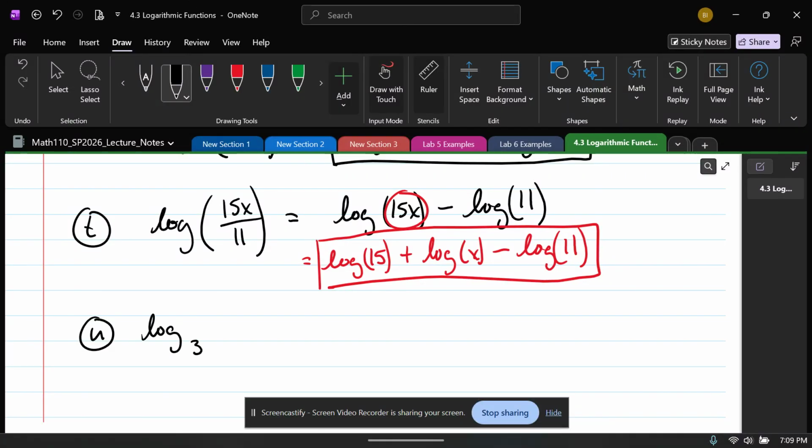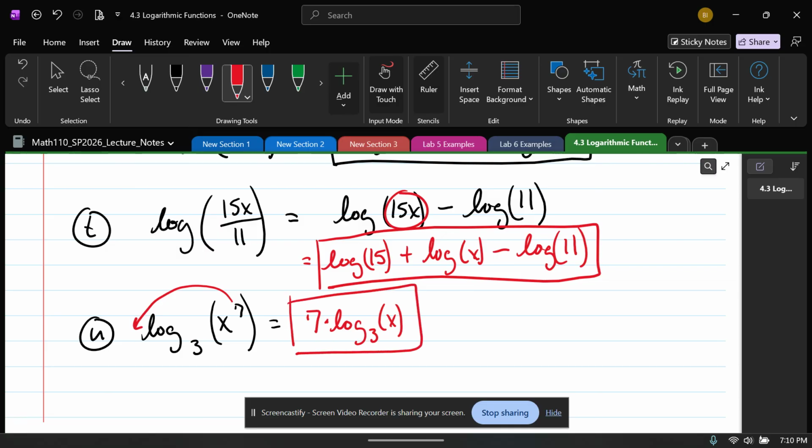Log base 3 of x to the 7th. So here in this one, new thing, it's got an exponent in it this time. This is a power property. So that 7 is just going to drop down to the front. And we're going to have 7 times the log base 3 of x. And I wrote the little multiplication dot in there. You don't have to put that there. If you just wrote 7 log 3x, that's fine. But I just put that dot in there just so I know it's multiplication. Okay, that's not too bad.